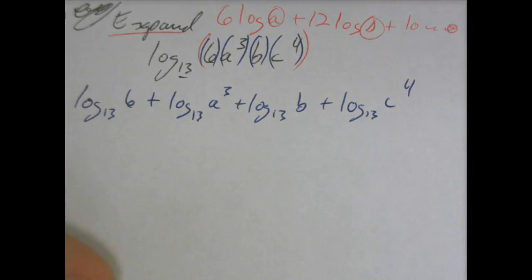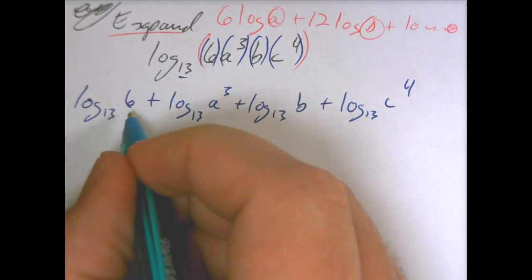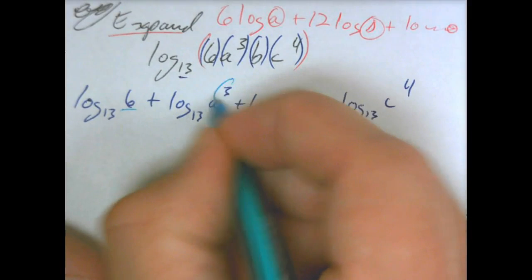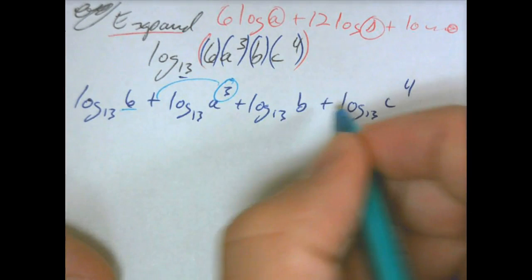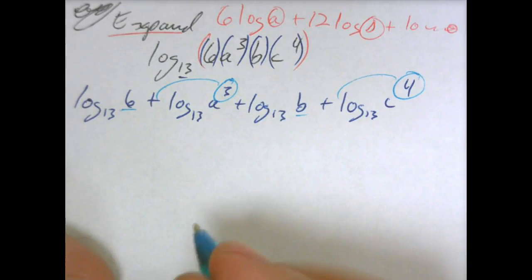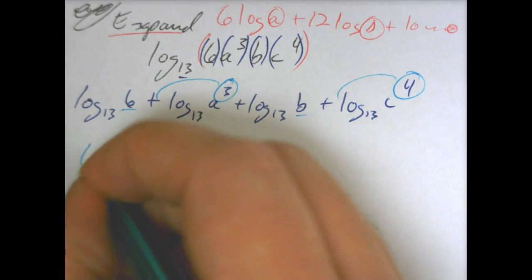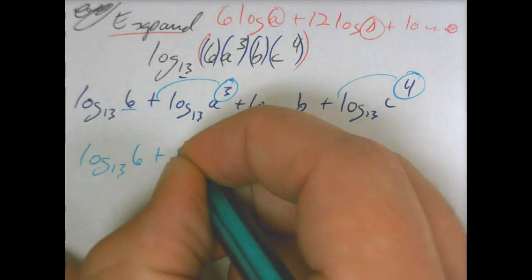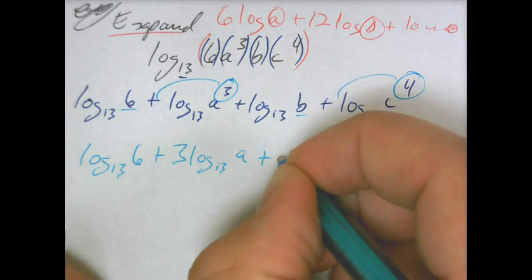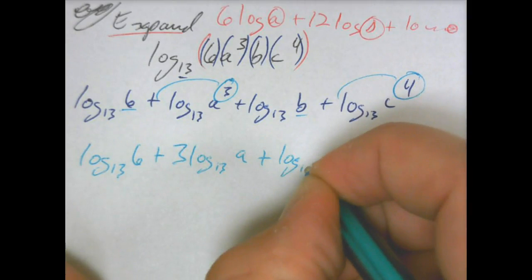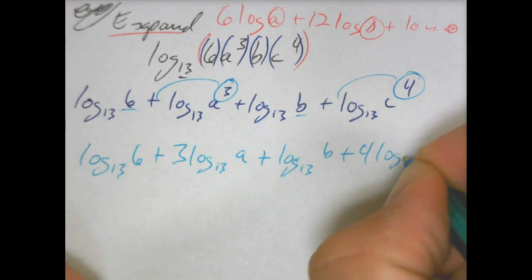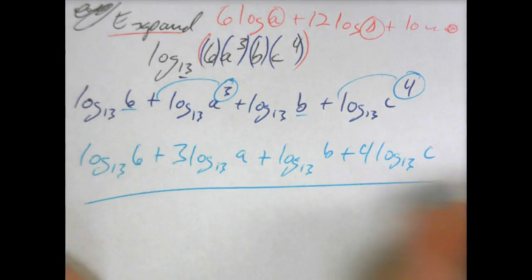Once we have gotten to that point, the only thing that I have left inside of the log, well, that's a 6, so that's cool, it's all by itself. This is a cubed, but I know by my power rule I can move that out front. That's a b, it's by itself, cool. C to the 4th, I can move that out front, so I'll just rewrite this, log base 13 of 6 plus 3 log base 13 of a plus log base 13 of b plus 4 log base 13 of c. And there it would be.